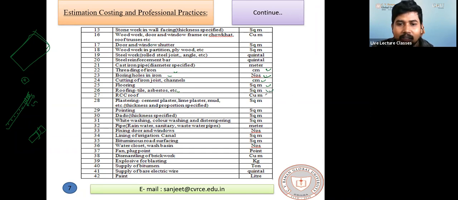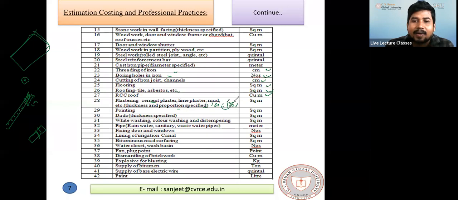RCC roof, it is in cubic meter. Plastering, lime plaster, cement plaster, everything. Thickness and proportion is specified. Suppose thickness is 12 mm, proportion is 1:6. 1 part cement and 6 parts sand. Then its unit is in square meter.